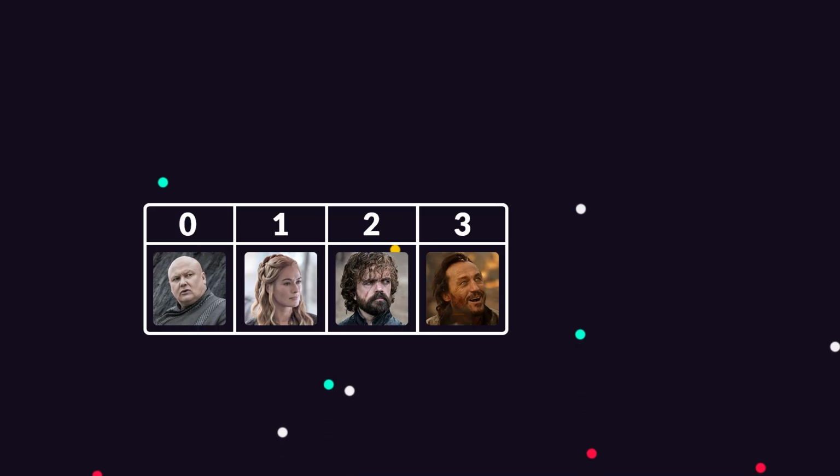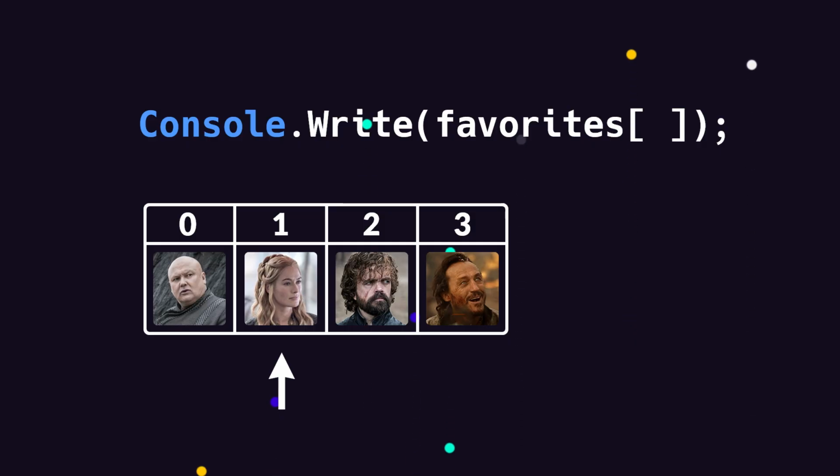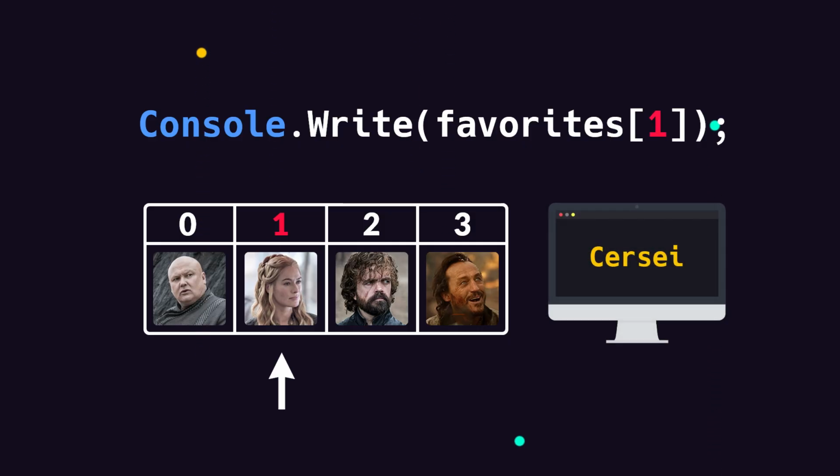If, for example, we want to print out my second favorite Game of Thrones character, we would write console.write and then input the name of the array followed by two square brackets. And this is where we specify an index. So because the index starts from 0, to display my second favorite Game of Thrones character, we input an index of 1. And this indeed prints out Cersei. And this is cool and all, but where arrays really start to shine is when we combine them with loops. So let's jump into VS Code and try that out.